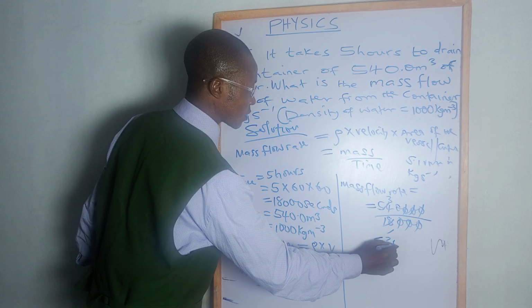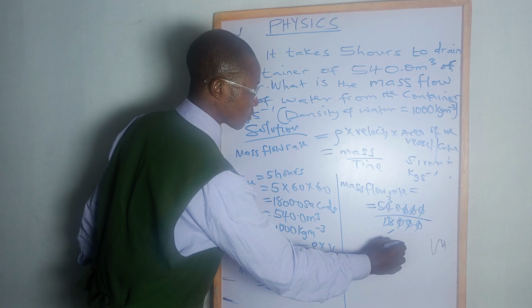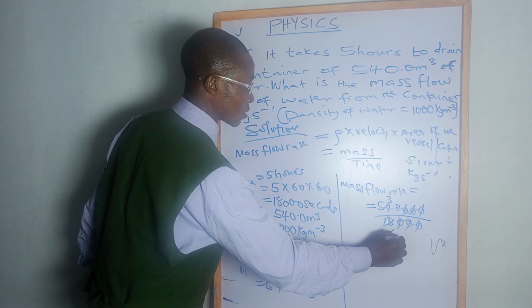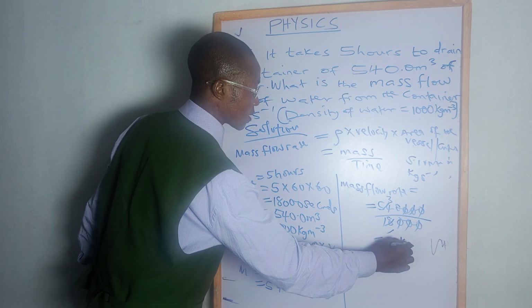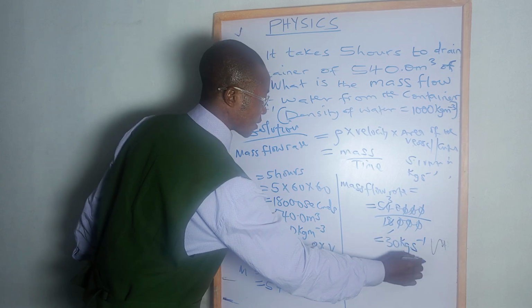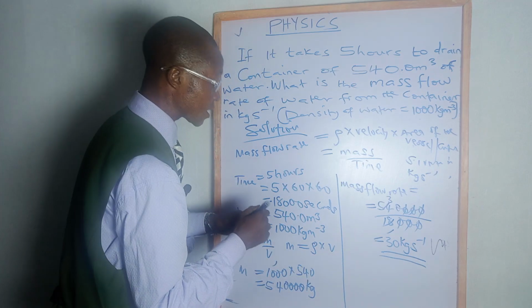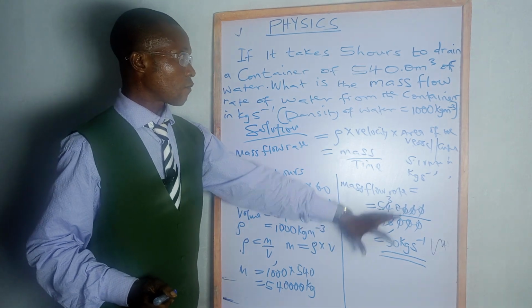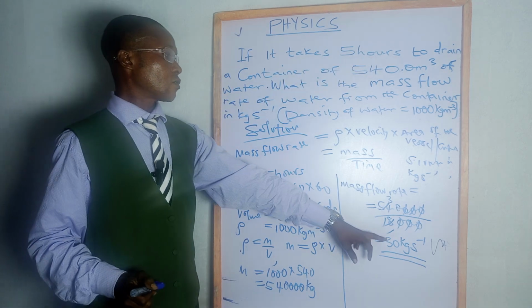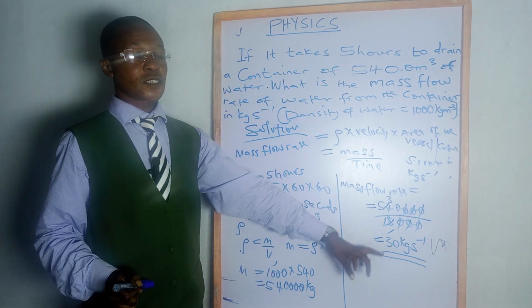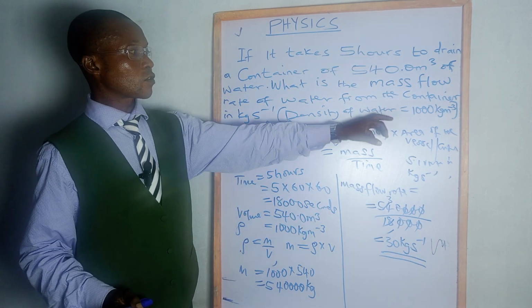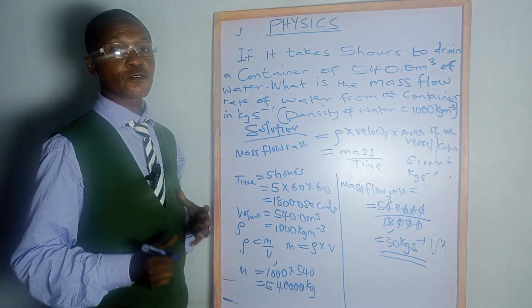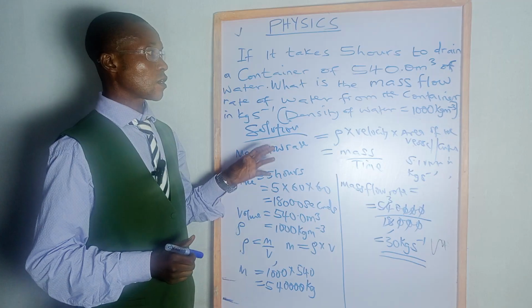Ladies and gentlemen, brothers and sisters, honorable viewers, the mass flow rate of this container is going to be 30 kilogram per second. So it means that 30 kilogram of the water in the container will be leaving the channel or the vessel in 1 second. So that is the flow rate of the container.